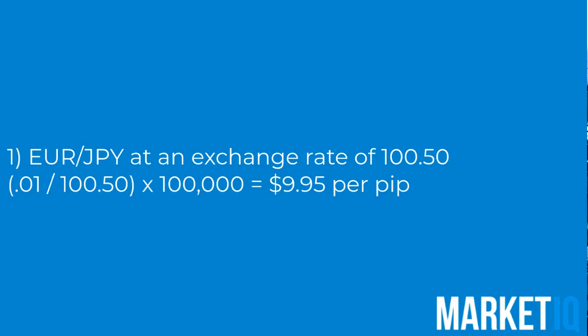Let's show you how to calculate a pip value. Let's assume that we're using a standard lot, which is 100,000 units per lot. Let's take EUR/JPY at an exchange rate of 100.50. What you do is 0.01 divided by 100.50 times 100,000 units, and then it's $9.95 per pip that you'll make. So every pip that it moves, you'll make $9.95.